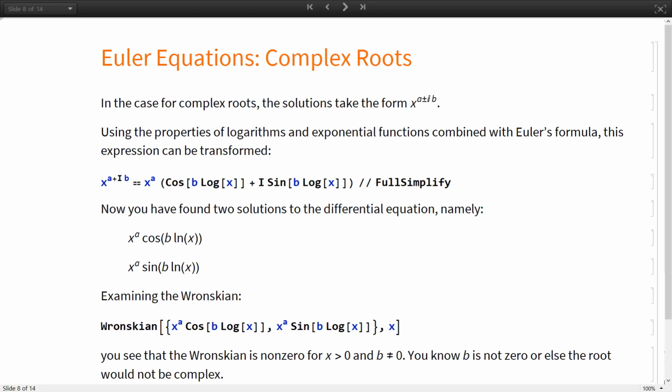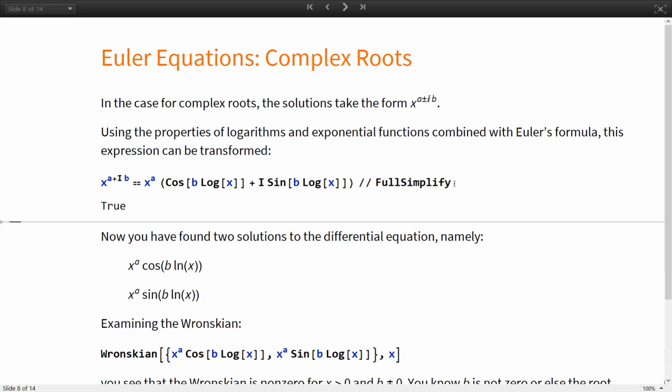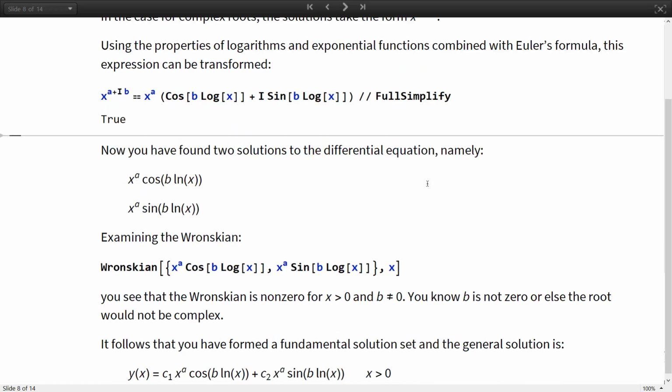Now let's consider the last case, which is where the roots of the polynomial are complex. In this case, the solutions will take the form of x to the a plus or minus ib. Using the properties of logarithms and exponential functions along with Euler's formula, we can write this expression in terms of cosines, sines, logs, and powers.